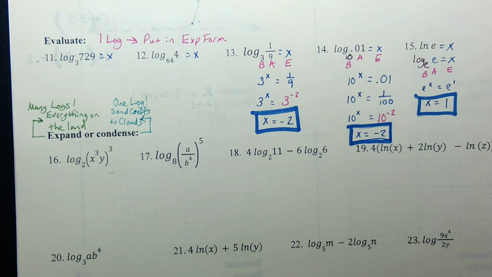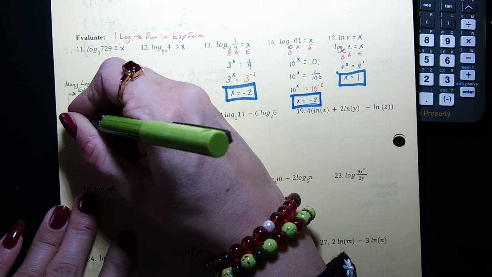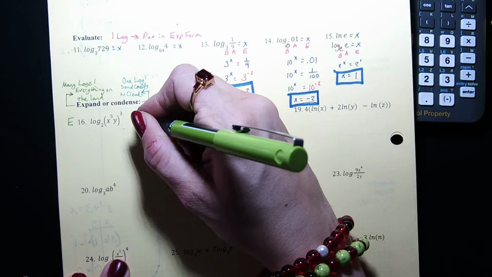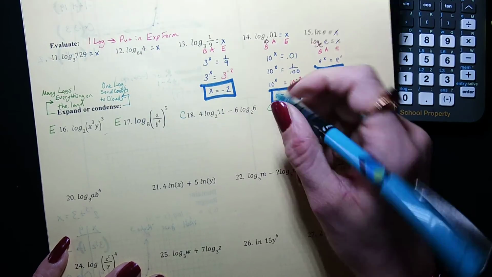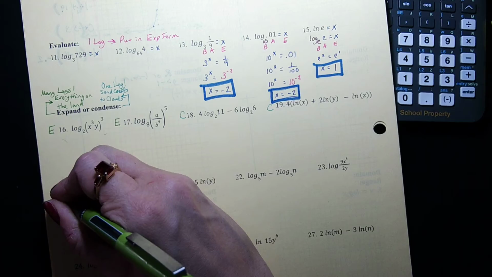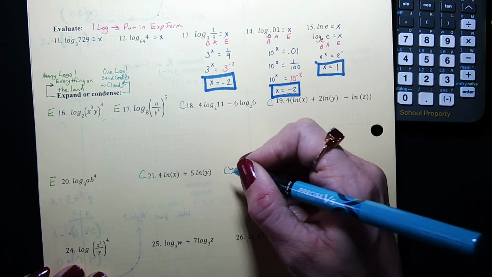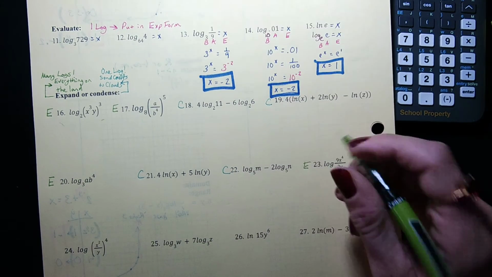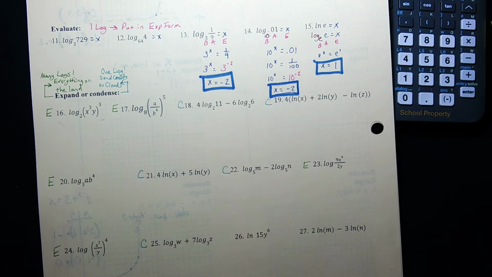So to save us a little bit of time, and I'll do this on the test, I think, as well, I'll tell you what we're going to be doing on each of these problems. 16 is expand. 17 is expand. 18 is condense. 19 is condense. 20 is expand. 21 is condense. 22 is condense. 23 is expand. 24 is expand. 25 is condense. 26 is expand. And 27 is condense.